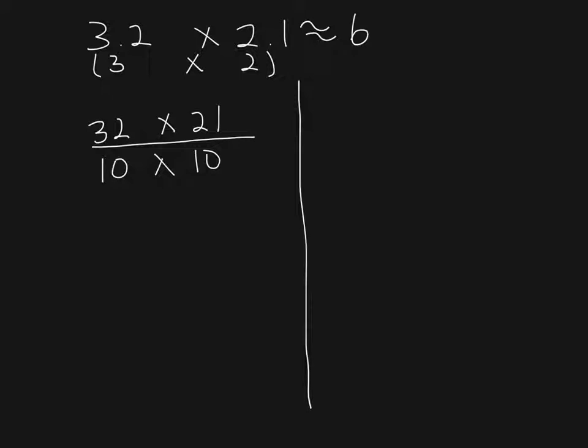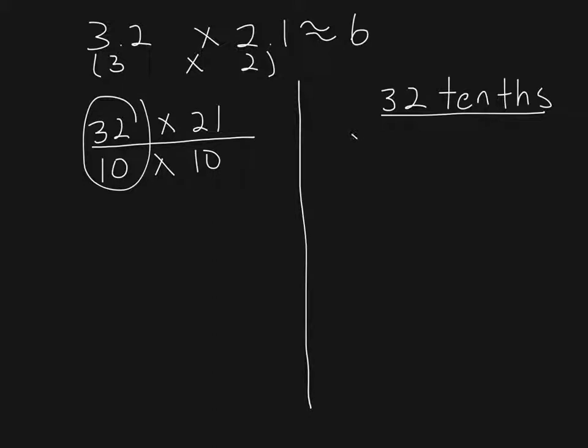Now to set it up in unit form, 3 2/10 is 32 tenths. It's the same as the fraction, it's just spelling it out. Over here we can see the 32 tenths, and on the right I'm just spelling it out. 32 tenths, and I'm multiplying that times 21 tenths.